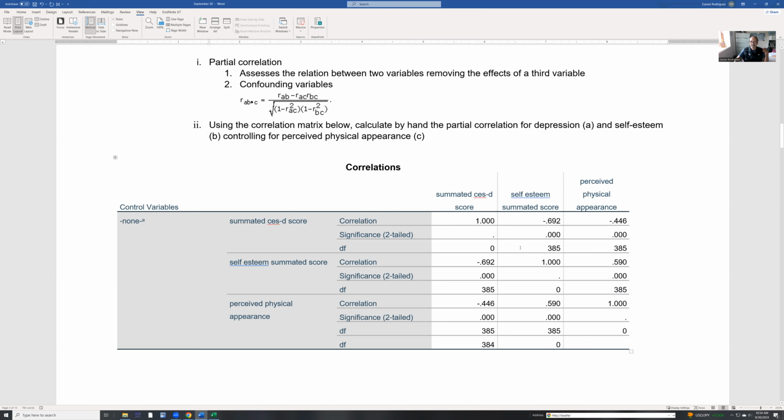And this degrees of freedom essentially represent the sample size. So it's a pretty big sample size. I think there were 386 or 387 individuals. Okay, so that's what we're looking at here. So you see, this is your prototypical correlation matrix.